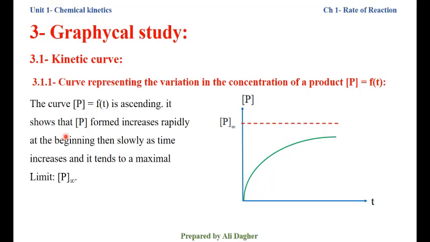ascending. It shows that the concentration of product formed increases rapidly at the beginning, then slowly as time increases, and it tends to a maximal value, the concentration of product at infinity. At the end of the reaction, it reaches the maximum value, which is the concentration of product at infinity.